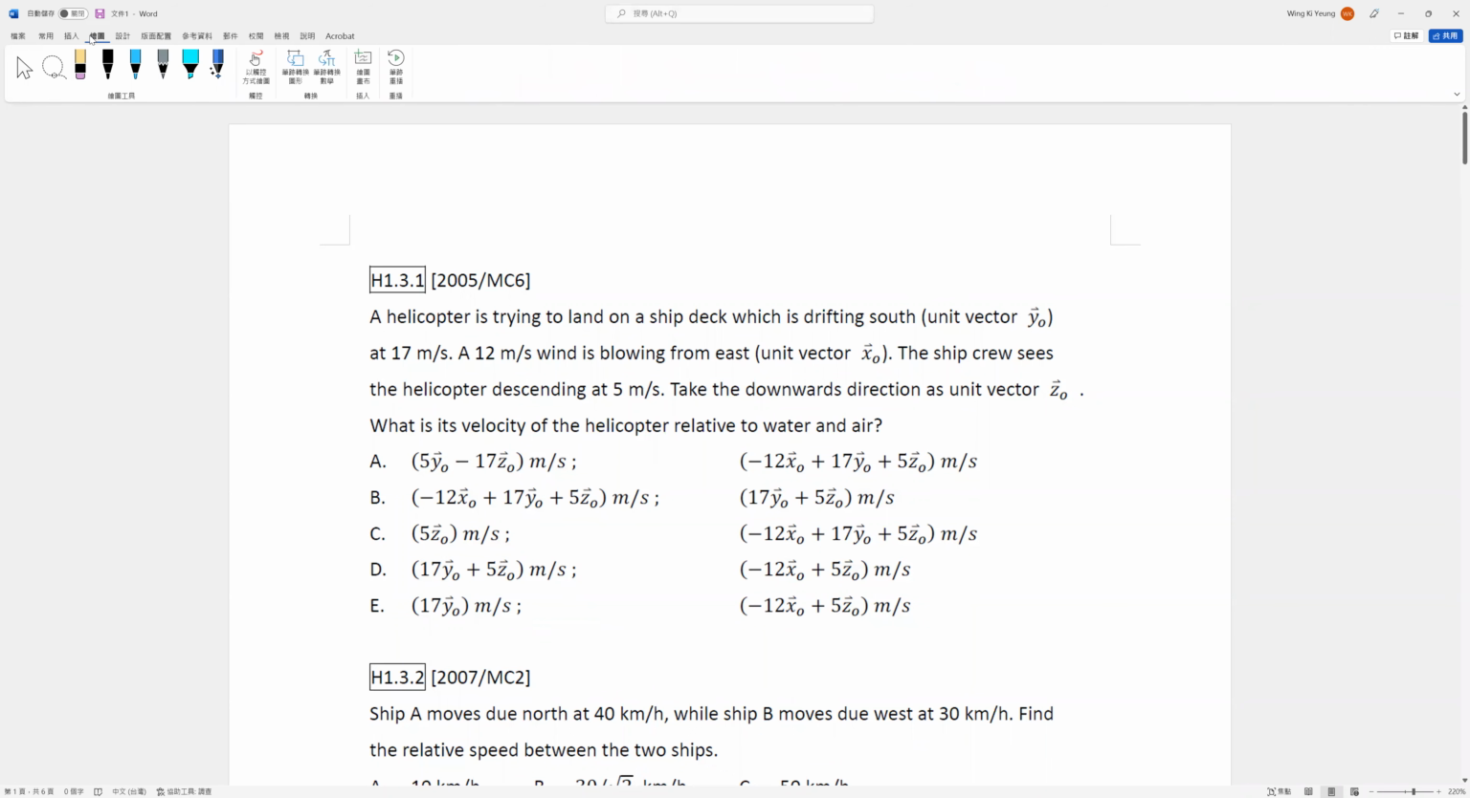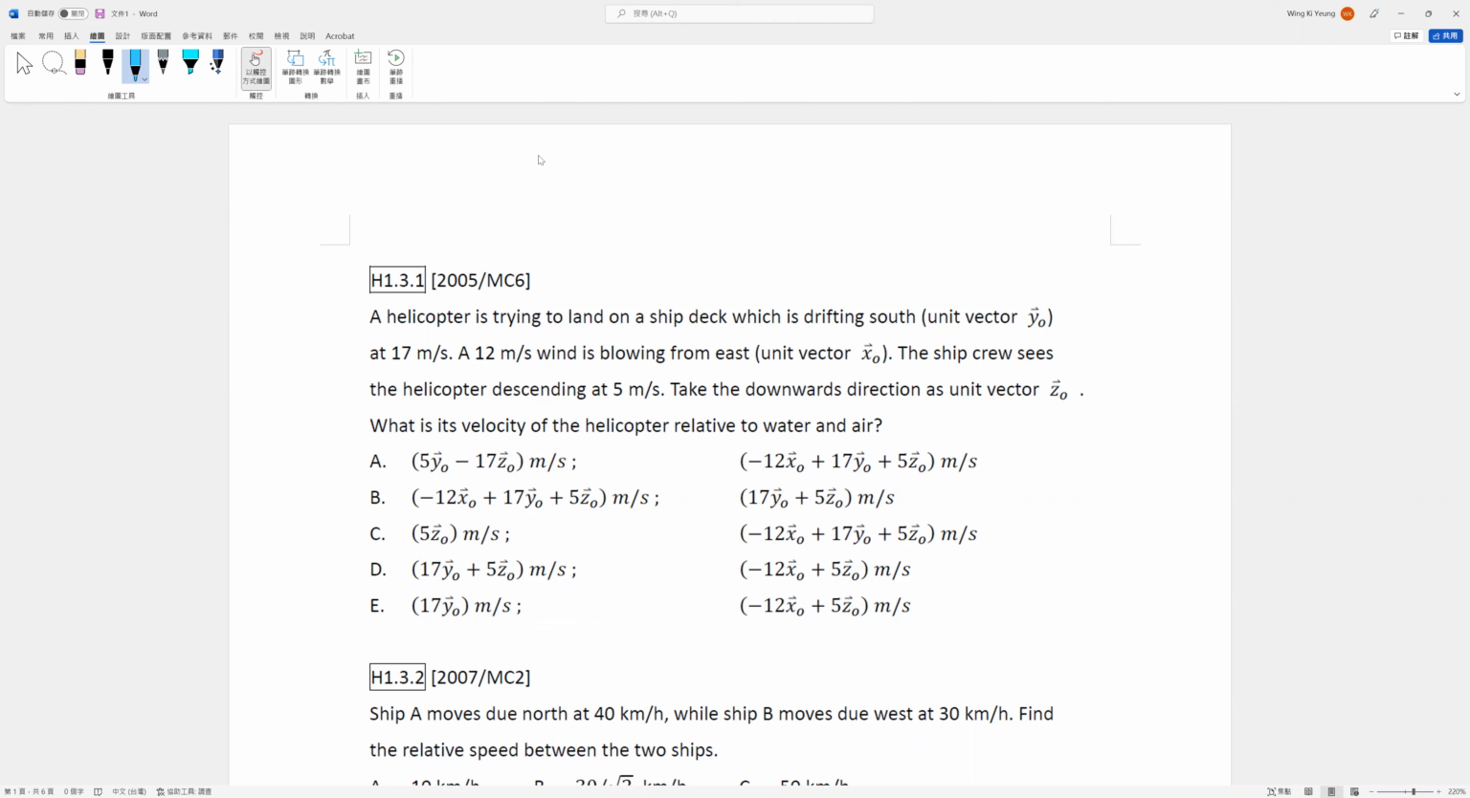So let's go back to the exercise I asked you to do last time. These are those simple exercises. Let's take a look at the first one. It's trying to land on a ship deck which is drifting south.